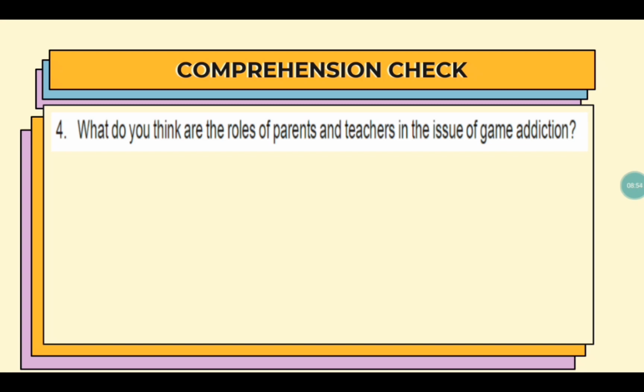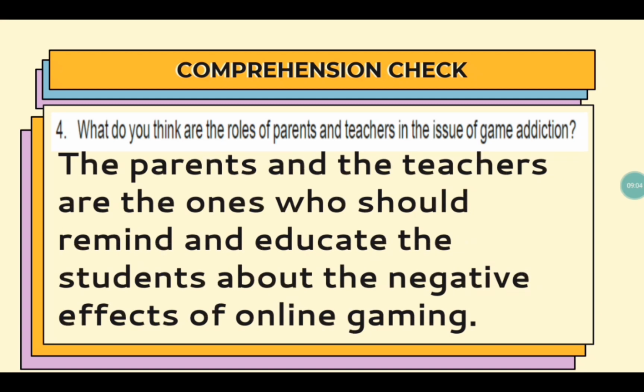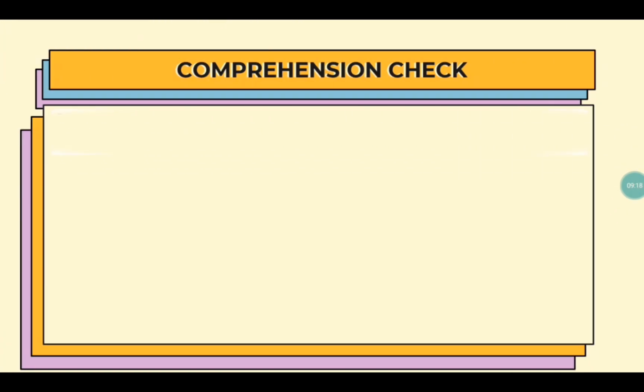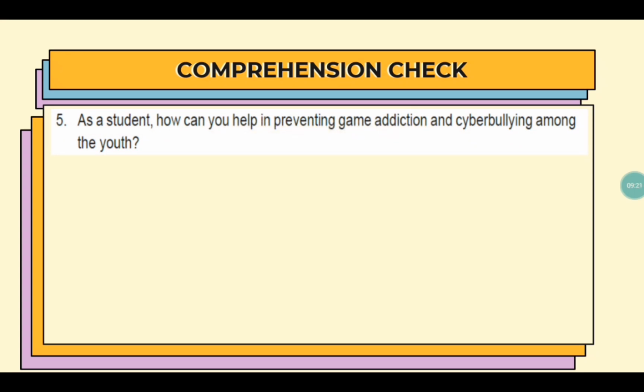Fourth question: what do you think are the roles of parents and teachers in the issue of game addiction? The parents and the teachers are the ones who should remind and educate the students about the negative effect of online gaming. Let's have the last question about this essay. As a student, how can you help in preventing game addiction and cyberbullying among the youth?